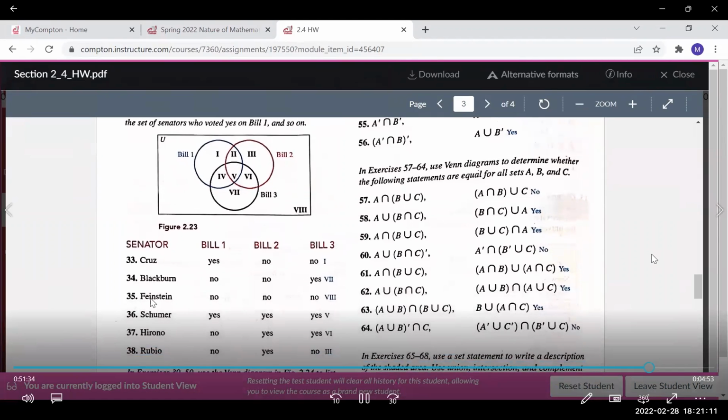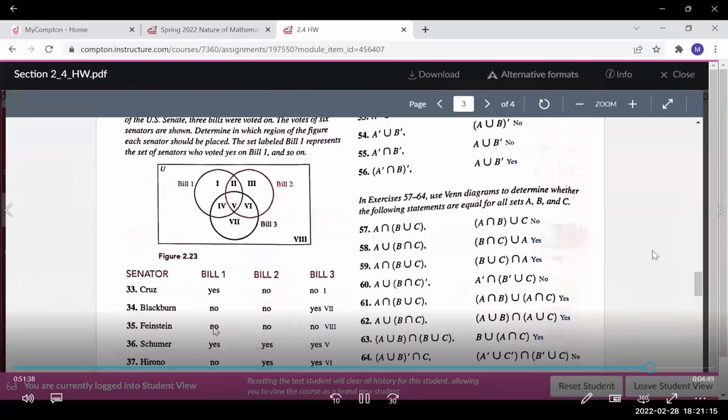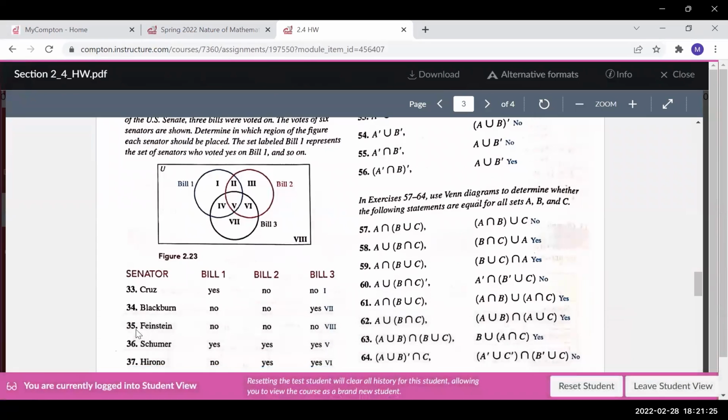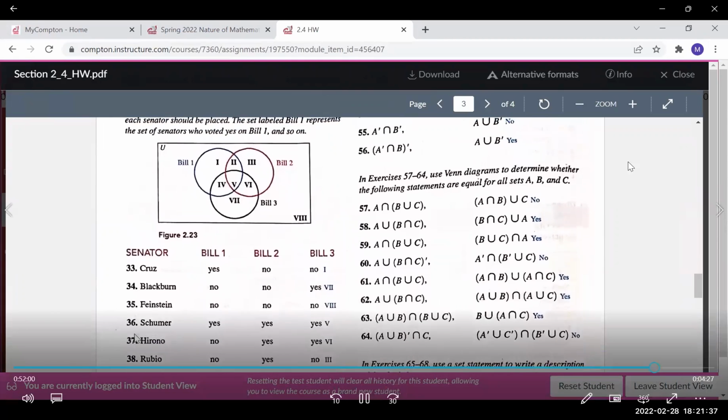Let's do one more. Let's do Feinstein. She's a California senator. So Feinstein voted no, no, no. I have the 10th edition too. My names are different as well. Oh, okay. It's okay. The differences are so minor, it's just different names. The problem is literally the same. They're all the same, just different names. Maybe they updated the names.